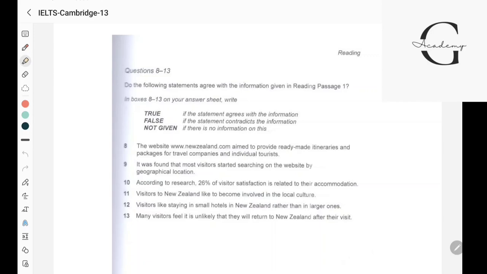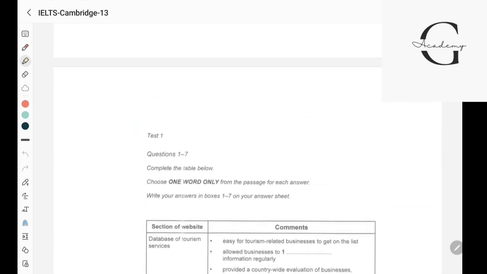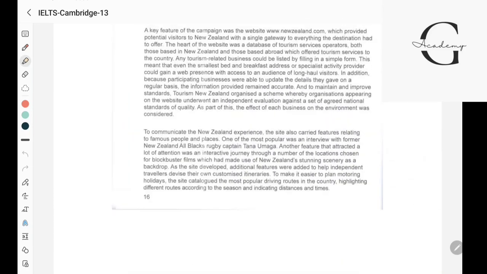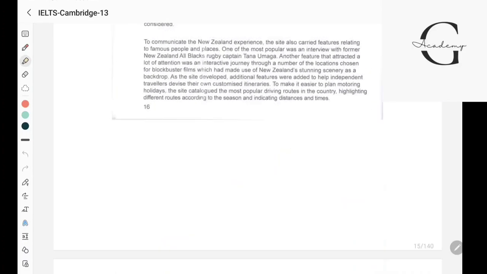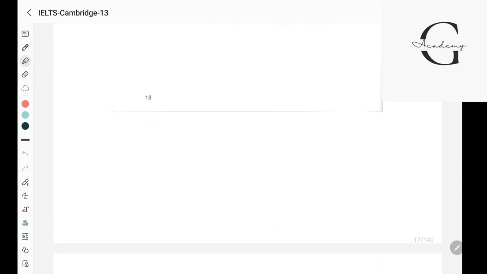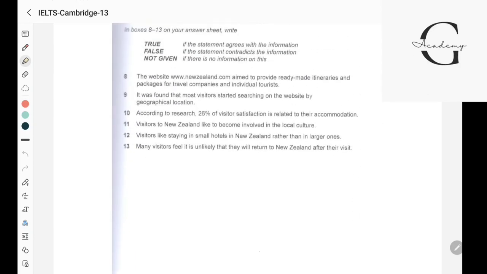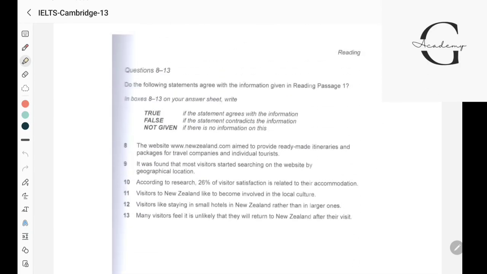So I'm going to explain true, false, not given, and this is a reading about a case study, tourism New Zealand website. It's IELTS Cambridge book 10 test 1. So basically I just want to clear all doubts regarding true, false and not given today.